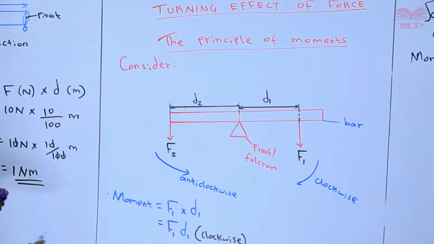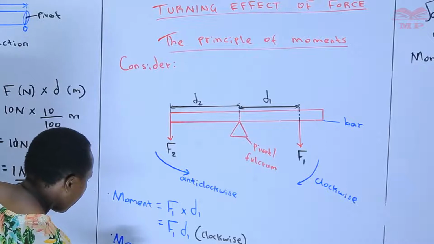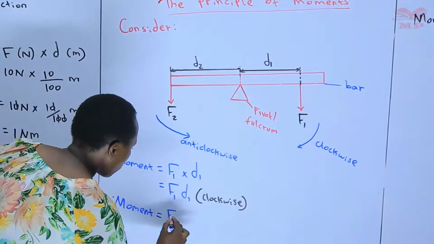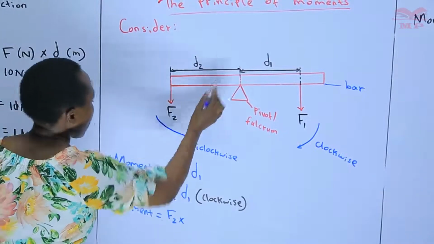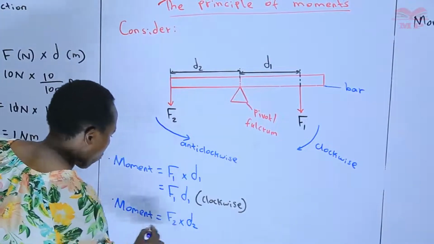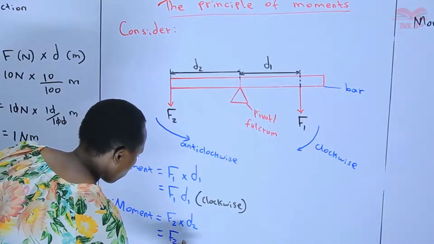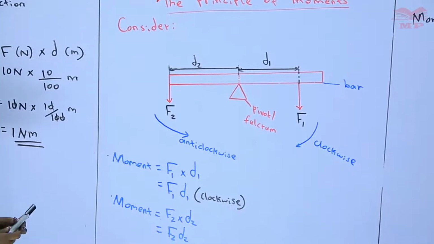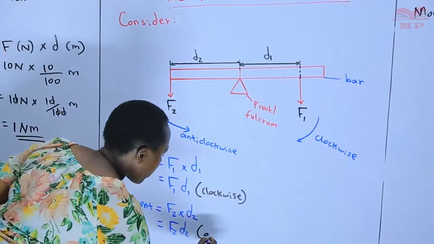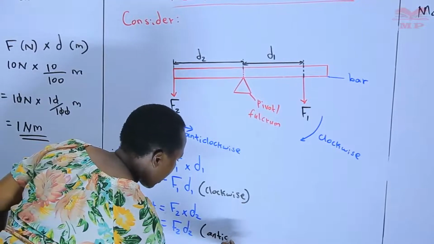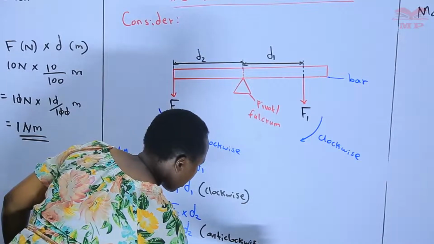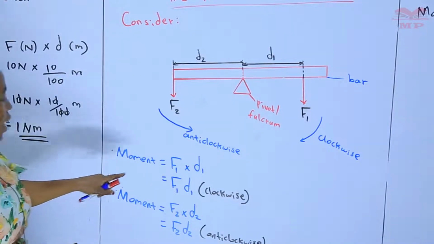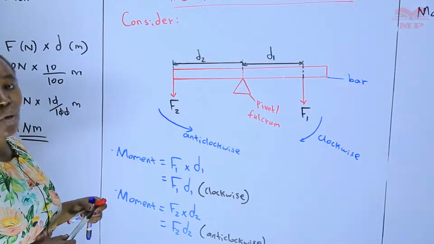So if we come now and calculate the moment there, we are going to have the moment given by F2 multiplied by the distance D2, which is going to be F2 D2. And we have seen that that moment is anti-clockwise. So we need to make note that this moment F2D2 is anti-clockwise, whereas moment F1D1 is clockwise.